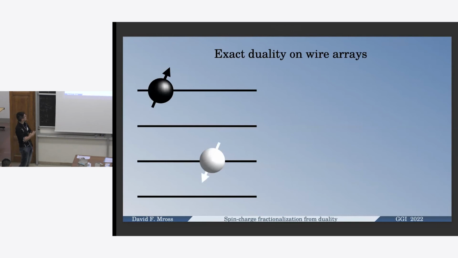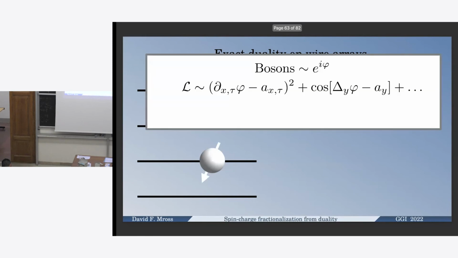So okay, why wires? Why do they make life good? Why do they allow me to do things? This is just 1D wires. The point is this: if I have bosons, I can describe them by some complex phase. Then within the wires, I have this Luttinger liquid, which is coupled to the gauge field in the way we've already seen today.